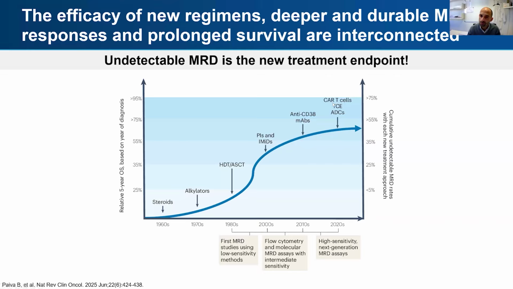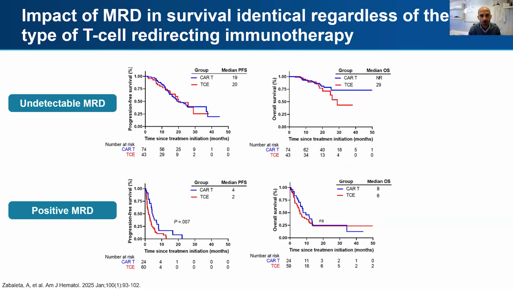What about the newer immunotherapies, CAR-Ts and T-cell engagers? Well, the concept of MRD continues to apply also in this treatment setting. Recently, we had the opportunity to show that once again, in patients treated with T-cell redirecting immunotherapy, both CAR T cells and T-cell engagers, progression-free and overall survival are completely different in those patients achieving undetectable MRD when opposed to those in which MRD remains positive.